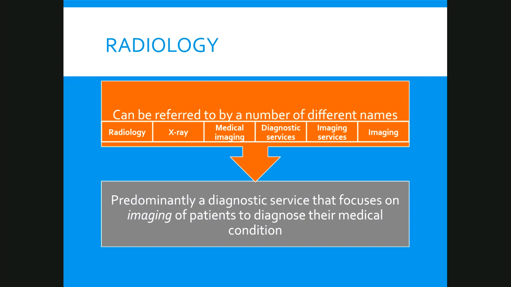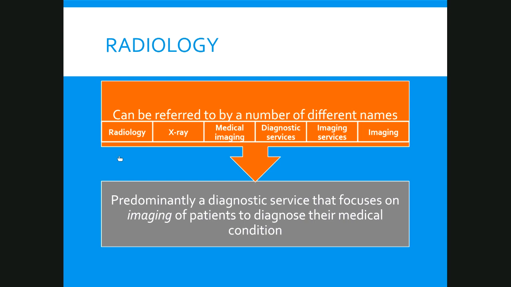As far as radiology, there are so many different names that we could be referred to. They talk about radiology, x-ray, medical imaging, diagnostic services, imaging services, or just plain imaging. All 6 of these are interchangeable. You'll see different facilities use: go to the radiology department, go to the x-ray department, go to the imaging services department, go to imaging, go to medical imaging.